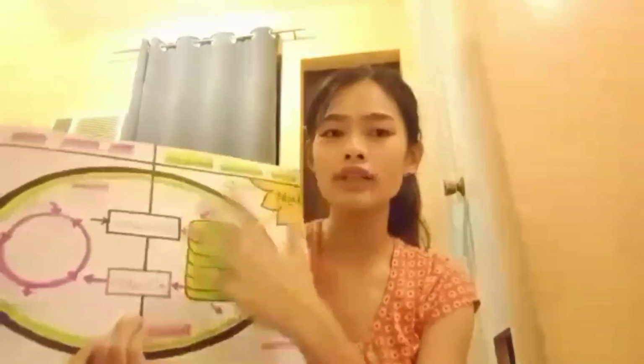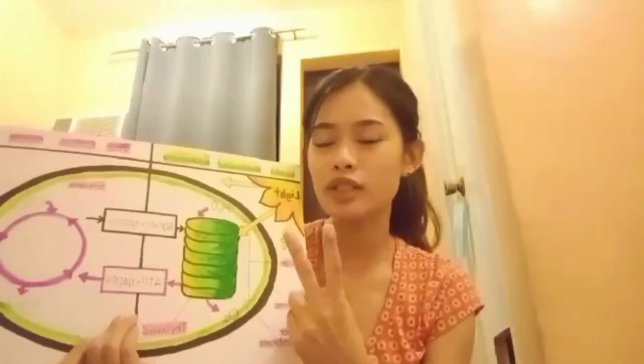After the oxidation, two electrons will remain inside the thylakoid. They are picked up by NADP plus, or nicotinamide adenine dinucleotide phosphate. After the NADP plus picks up the remaining two electrons inside the thylakoid, it turns into NADPH, or nicotinamide adenine dinucleotide phosphate hydrogen.